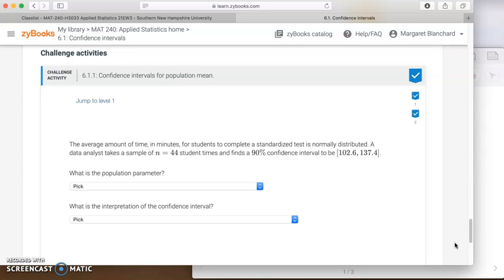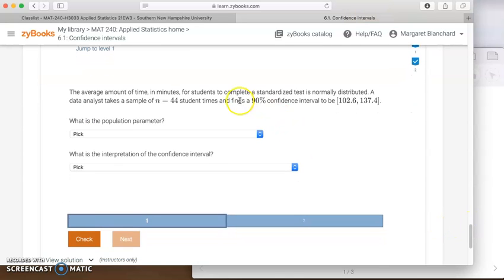The average amount of time in minutes for students to complete a standardized test is normally distributed. A data analyst takes a sample of n equals 44 student times and finds a 90% confidence interval to be 102.6 to 137.4. That means that 90% of the time the true population parameter would be in this interval. Another way you might hear some people interpret it is saying we are 90% confident that the true population mean is in that interval.